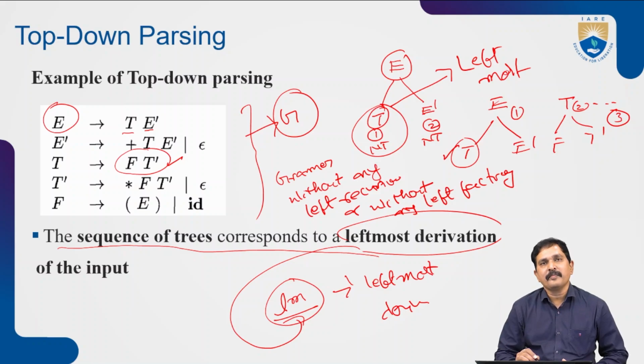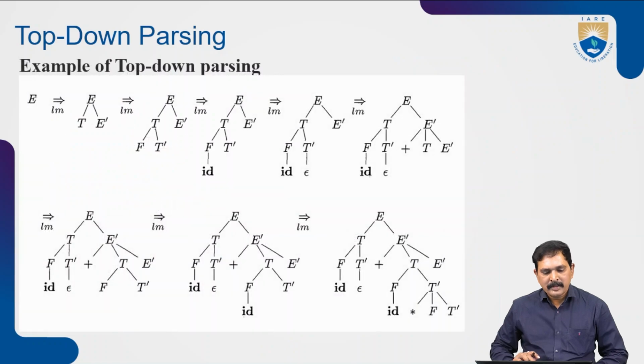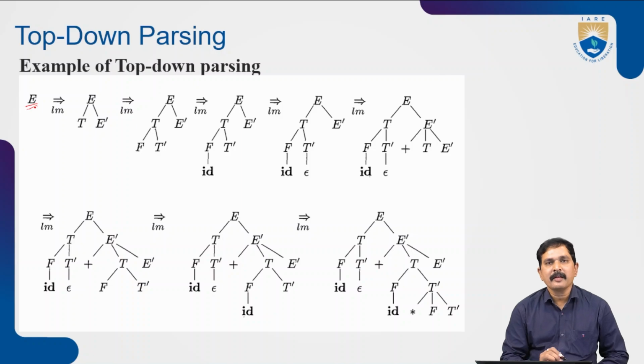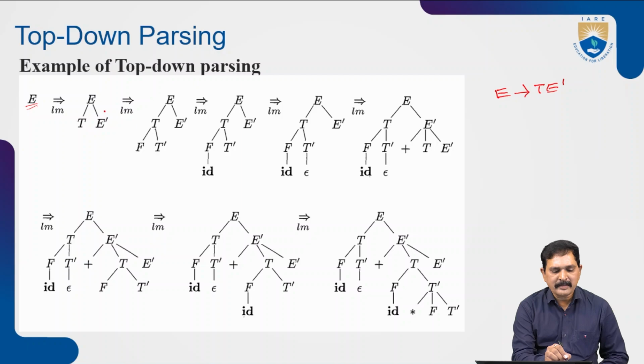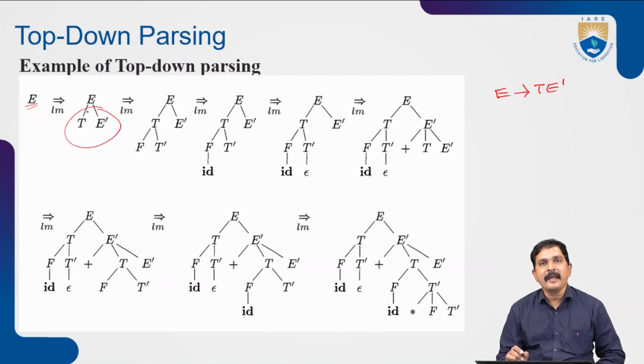Basically, the objective is to construct a parse tree, going from the root node to the leaf nodes. At each step in the sequence of trees, you make use of the leftmost derivation. These are the series of steps. Initially I take the root node, and then E can be derived as TE dash. So the same thing is expanded and it becomes TE dash.